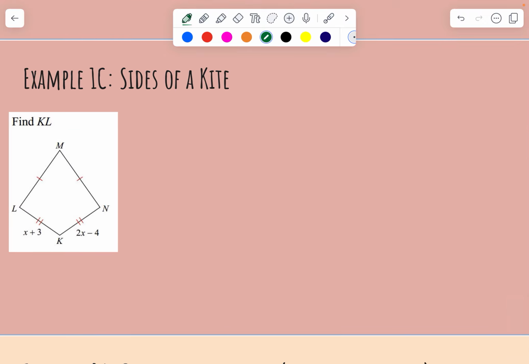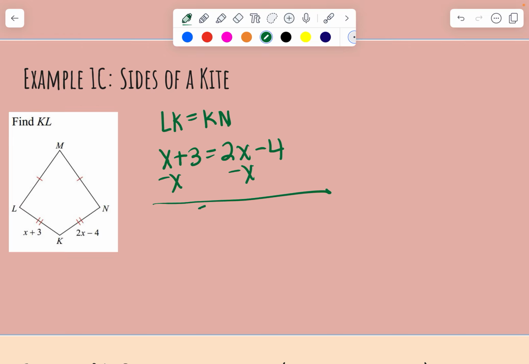Here's another side of a kite. Again, I know that those two are equal. LK and KN are equal because they both have two tick marks. So I know x plus 3 equals 2x minus 4. Solving for x here, we'll take x from both sides. So then I have 3 equals x, not 2x, x: 2x minus 1x is x. Adding 4 to both sides, I would get that x is 7.